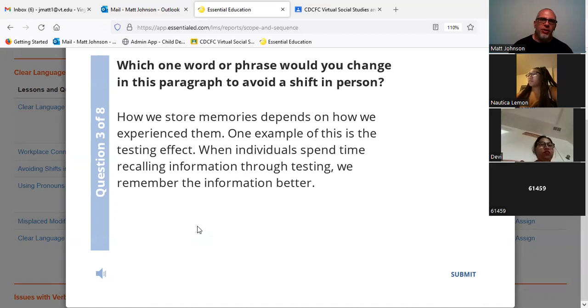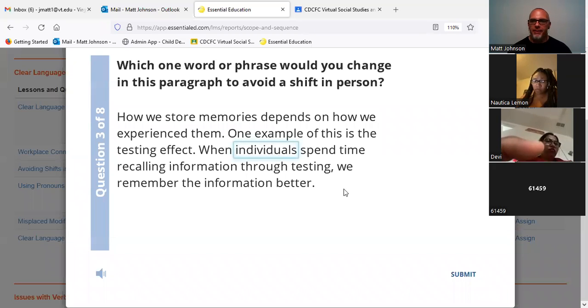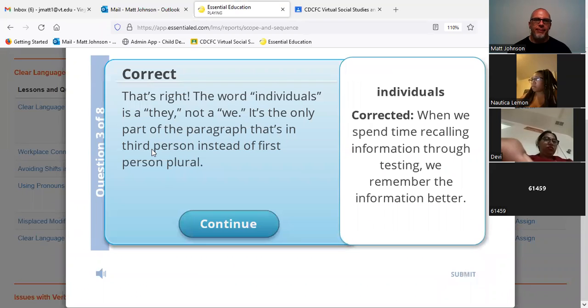Shifting. What's our other signal words there that we're looking for? We see we multiple times, right? So that's going to be first person when we see we. Individuals is talking about others, right? So that's shifting. We change that. Yeah, so that's going to be a they pronoun where we is I or us. So that's what we need to change there. So their correction: when we spend time recalling information through testing, we remember the information better.